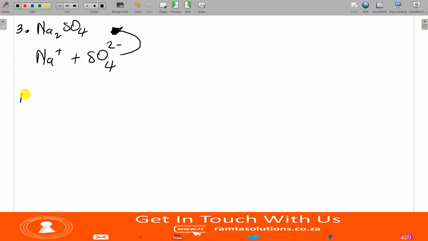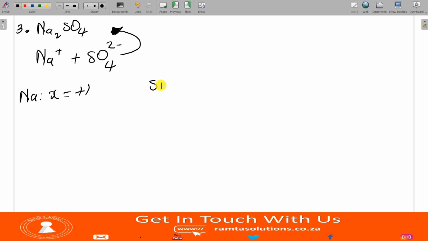Now, when you look for the oxidation number of the sodium, what is it? It is equal to positive 1. Can you guys see that? Are you guys happy with that? It is equal to positive 1.